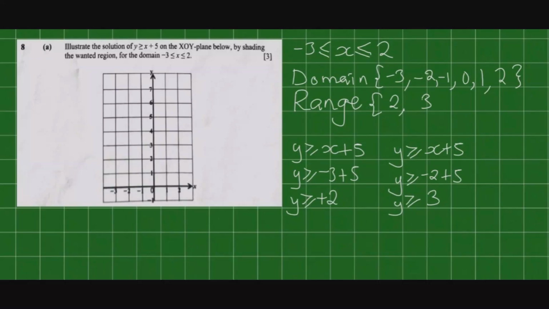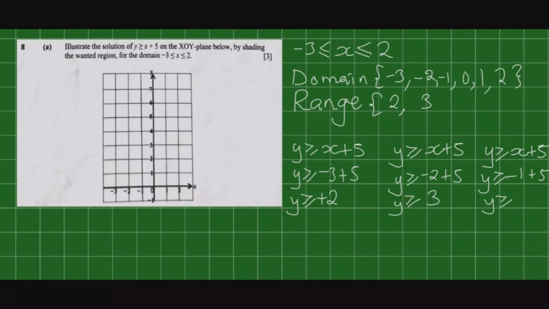Okay, we find now the value of y when x is equal to negative 1. So we're going to use the same function, which is y is greater or equal to x plus 5. Once we've done that, we write y is greater or equal to, the value of x is negative 1, plus 5.